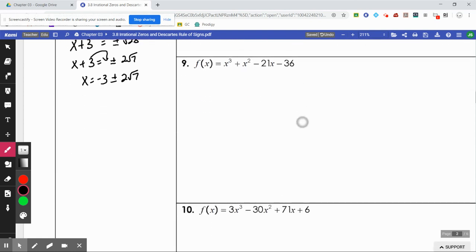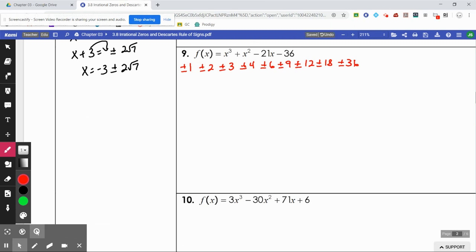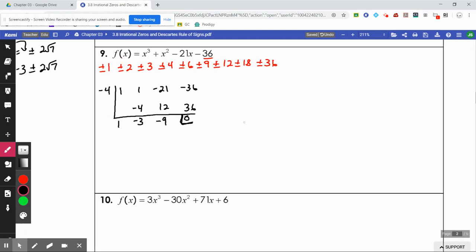Number 9, list all your possible rational roots. And there's the whole list. And again, numbers like 36 are pretty scary numbers whenever you're doing these problems. Let's try to find one that works. Okay, so we've tested negative 4, and it ended up with a remainder of 0. So therefore, x plus 4 must be a factor.